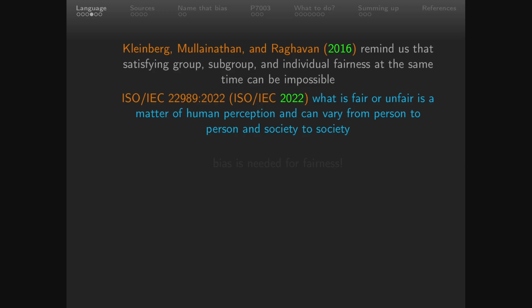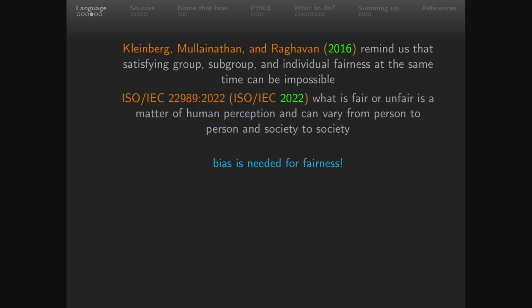So that, again, echoes Floridi's view that what is fair or unfair is a matter of human perception and can vary from person to person and society to society. So what that tells us, in particular, with this last point, is that if we have an algorithmic decision-making system that we develop for one set of stakeholders, it's not necessarily going to be acceptable to another set of stakeholders because it's not going to satisfy that other set of stakeholders' view of what fairness is.